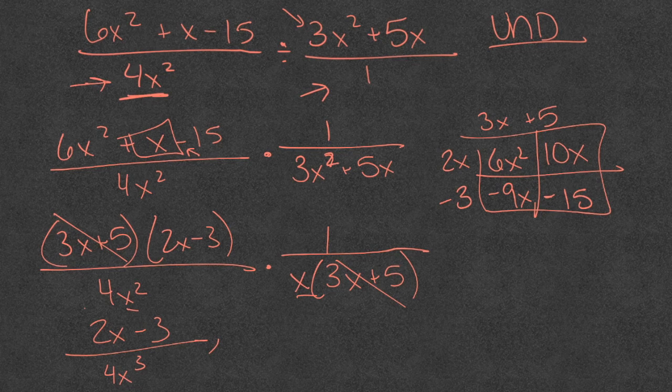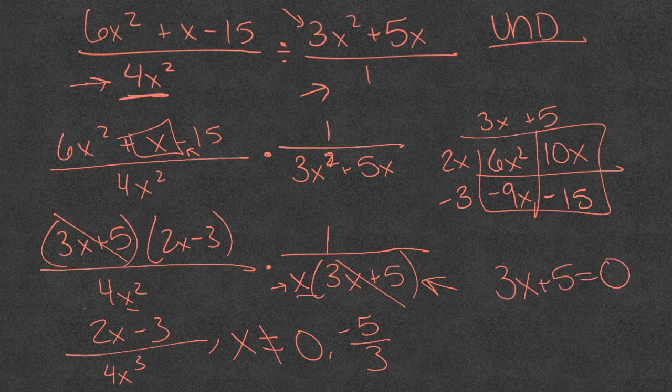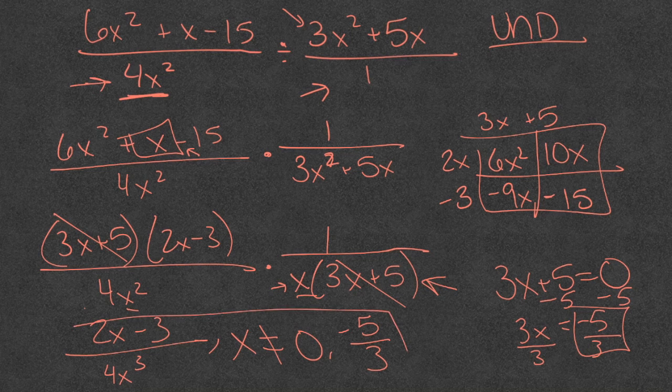However, we do need to write what x cannot be. X can't equal what? Well, if you look, x cannot equal 0, because you got that right there. And x cannot equal a negative 5 over 3. How did I get that? Well, 3x plus 5, I set that equal to 0. Subtract 5, that 3x equals negative 5. Divide by 3, and there's your negative 5 over 3. And there is your answer.